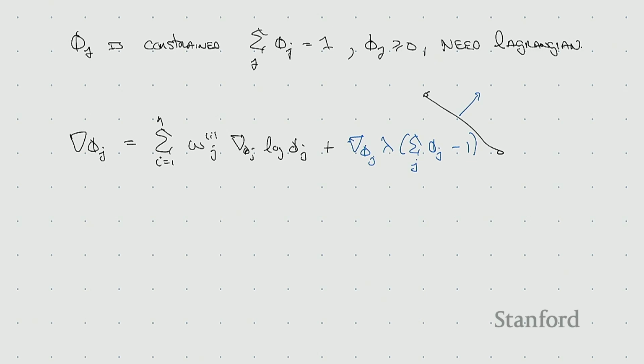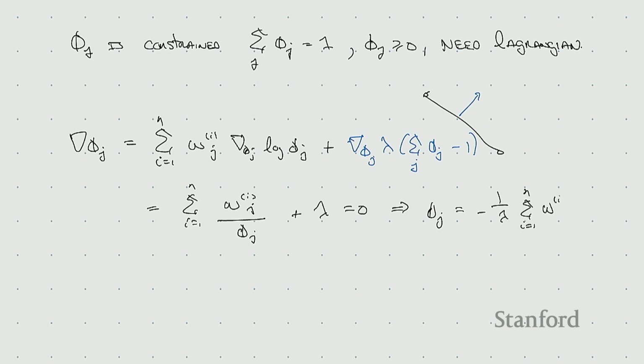And so what ends up happening here is you get something that says, sum i goes from 1 to n of wij over phi j plus lambda equals 0. And this implies that phi j is equal to 1 over lambda sum i equals 1 to n of wij. Okay? And the lambda is playing a very simple role here. It's just telling you that you have to normalize them in some way, right?